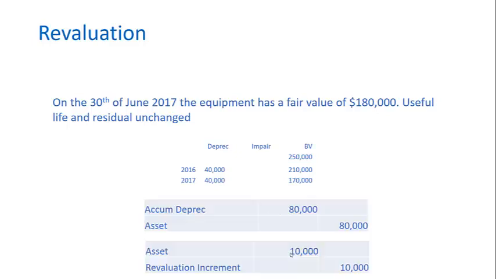The process of recording an increment starts off by reversing the accumulated depreciation against the underlying asset, so debit accumulated depreciation, credit the asset. That gives us a net value for the asset of $170,000. And then we'd recognise a revaluation increment to increase the value of the asset up to $180,000, and we'd recognise the revaluation increment of $10,000 in other comprehensive income.